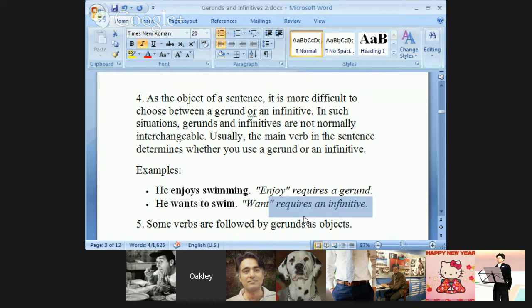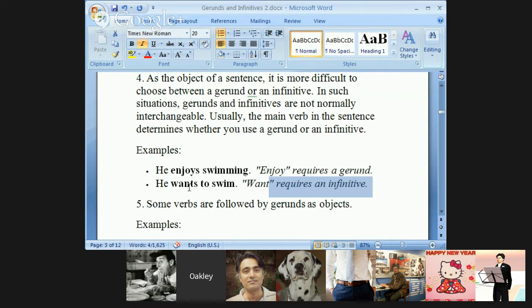Just won't make sense. You just can't do it in English. Okay, so there's no really hard and fast rules about these main verbs, and this is what makes this subject so difficult. You kind of have to learn the collocations as they come up.